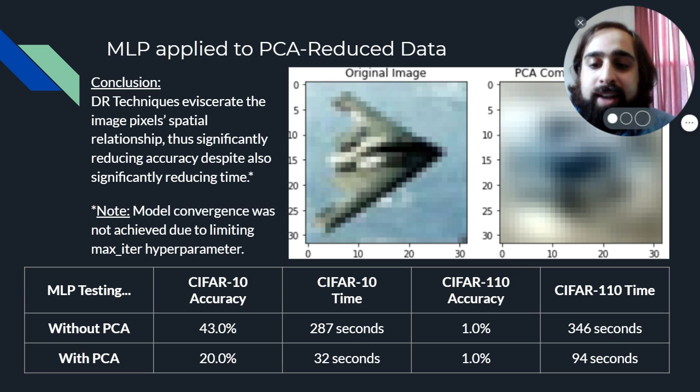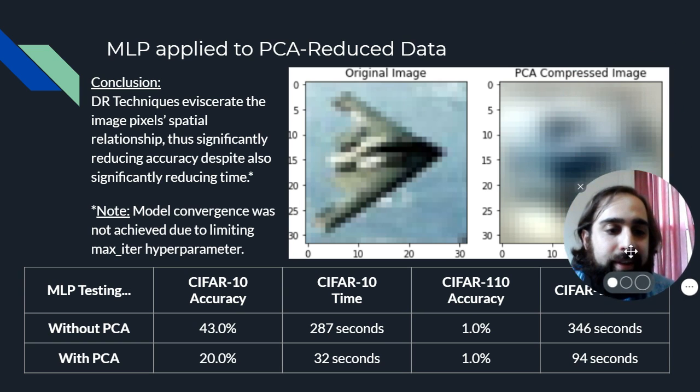dropping the accuracy on the testing set for CIFAR 10 from 43 down to 20. Can't really go that much less than guessing accuracy, null accuracy. So 1% on CIFAR 110 was maintained. Obviously, we're inputting data with only 51, 59 features as opposed to 3072, it's going to complete much faster. And that's what we see here with the hundreds of seconds down to only dozens of seconds.